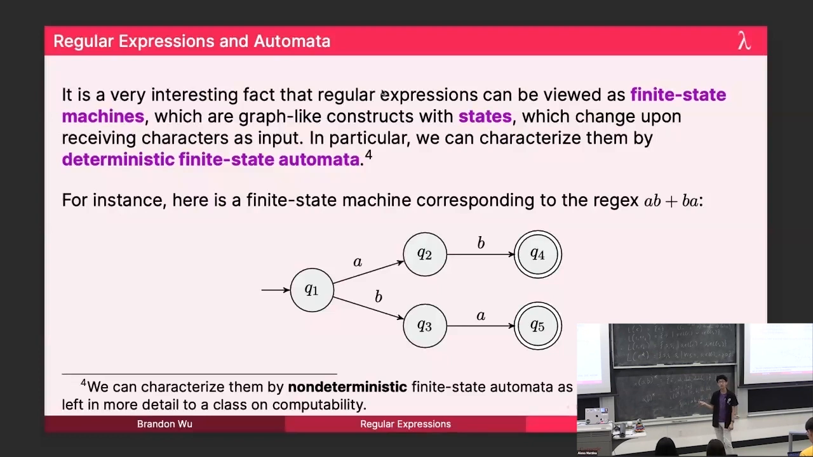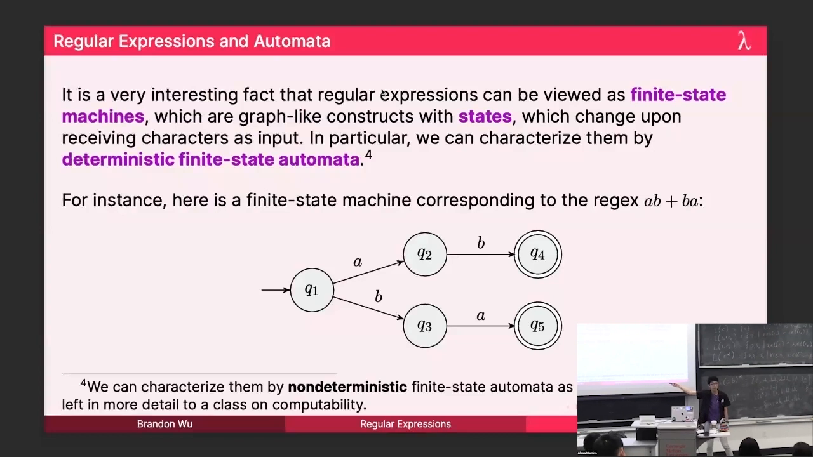It's a machine that reads input. Basically means that you start here, and if I read an A, I go to here. And then if I read a B, I go to here. And then this circle around here means it's an accepting state. It means that if I ever end up here and I'm out of input, I'm good, I'm done, okay?